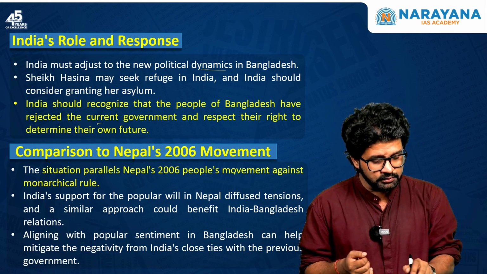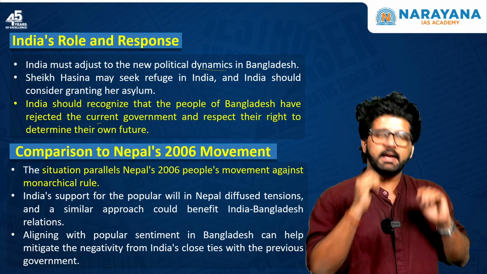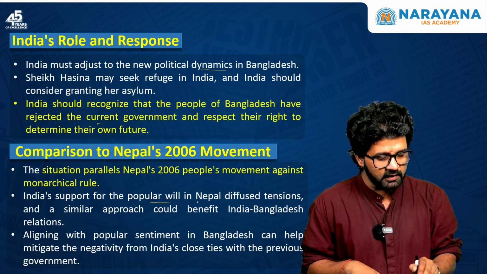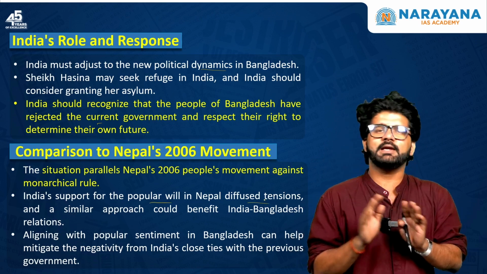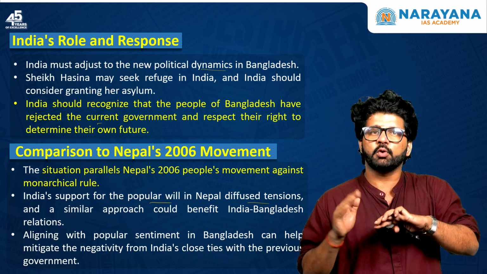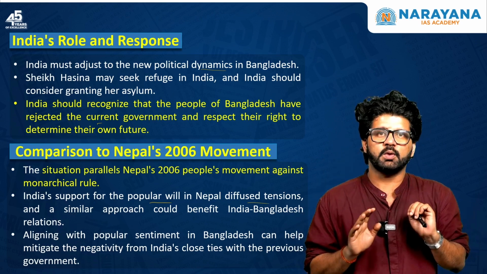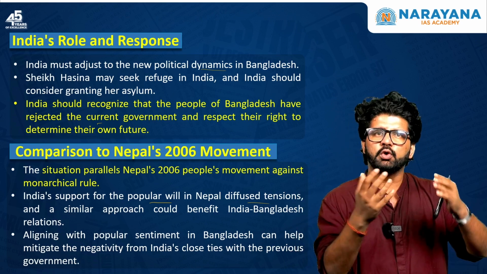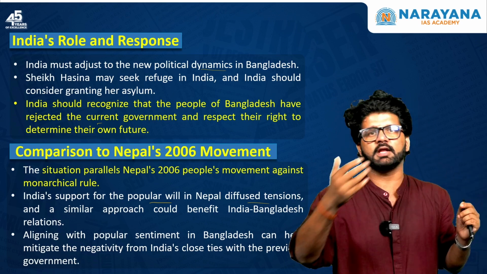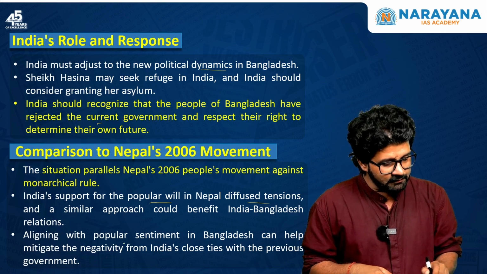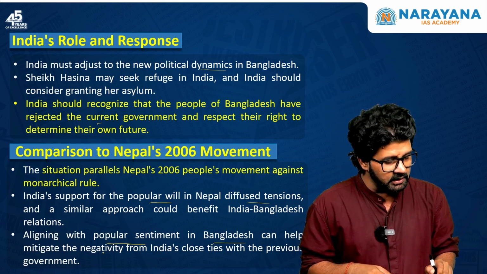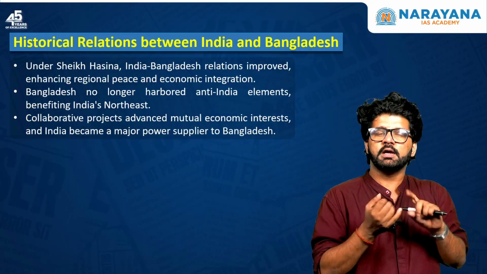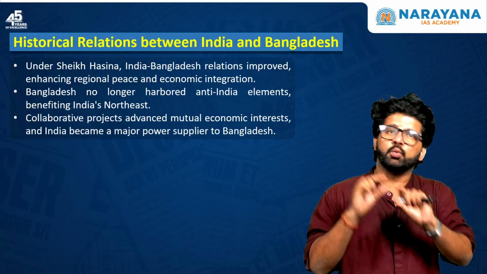So the Nepal 2006 People's Movement was directed against the monarchy which was ruling there. And again, India's support for the popular will in Nepal diffused tension. At that time also, India followed a wait and watch approach, which we should be doing right now as well, to understand in which direction people want the government to go, in the case of Nepal as well as in the case of Bangladesh. Aligning with popular sentiments in Bangladesh can help mitigate the negativity from India's close ties with the previous government. So the basic core word here is wait and watch.